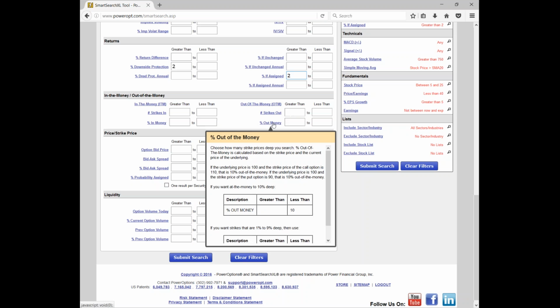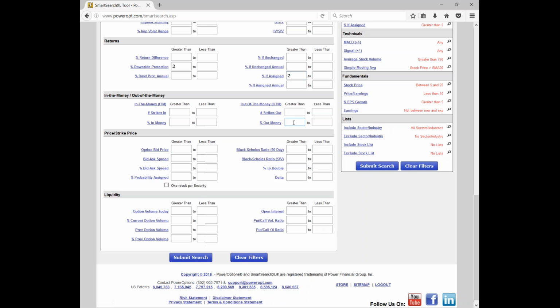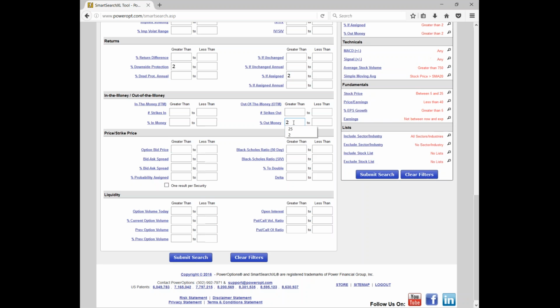What I find is most investors, though, want to use a percentage. Okay, so the percent out of the money based on the stock price. If I'm looking for an out of the money covered call, I may look for at least 2% or more. And I can restrict the upside. If I didn't want to go more than 5% out of the money or so, I'd put in a range of 2 to 5%. But in this particular case, looking for out of the money, you may not have to put an upper level on that field.